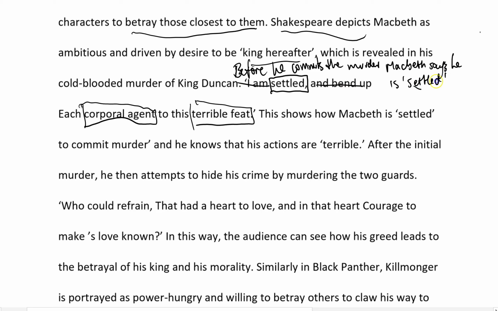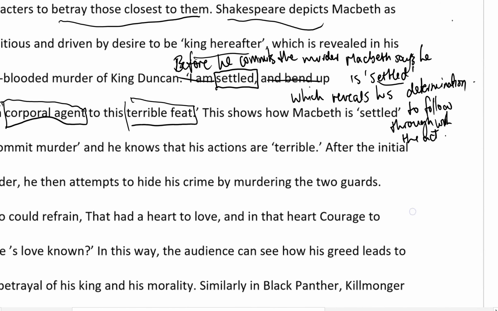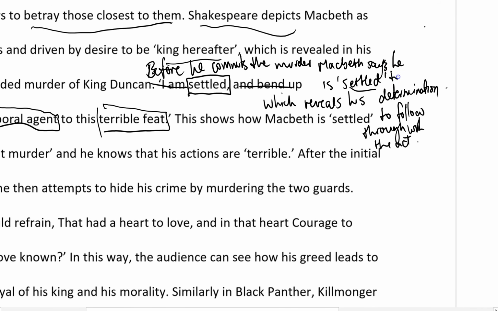Okay, so it's just one word. He's settled, which reveals his determination to follow through with the act. So we could actually say, before he commits the murder, he said he is settled to this terrible feat. So we've got just 2 little bits of that quote.